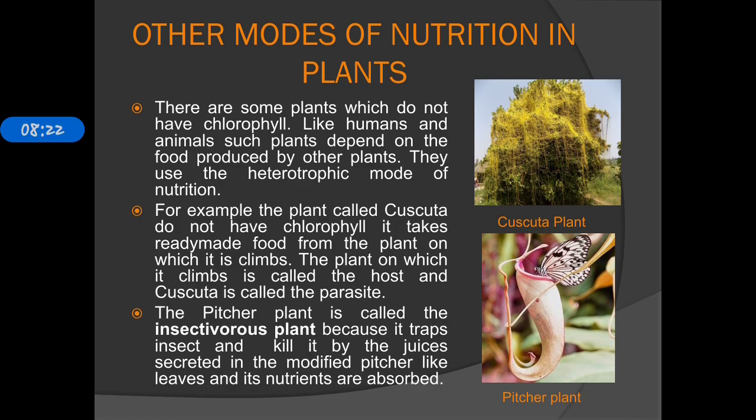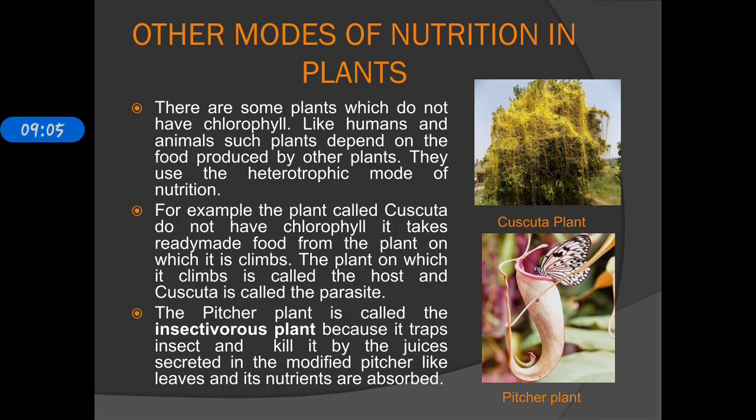For example, the plant called cuscuta does not have chlorophyll. It takes ready-made food from the plant on which it climbs. The plant on which it climbs is called the host and the cuscuta is called the parasite. In the first picture you can see a canvas of yellow weed-like things. They absorb food from the plant on which it is growing. They do not produce their own food. Hence it is called a parasite, and the plant on which it is surviving is called host.